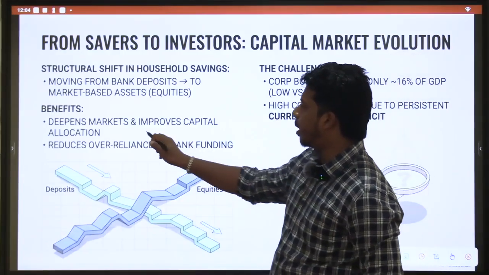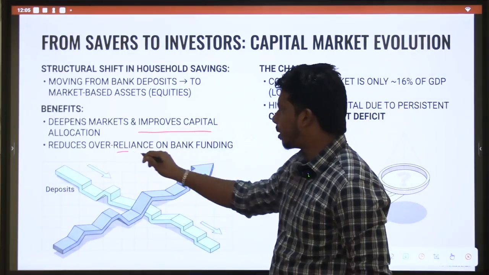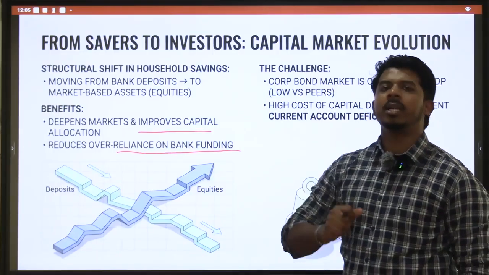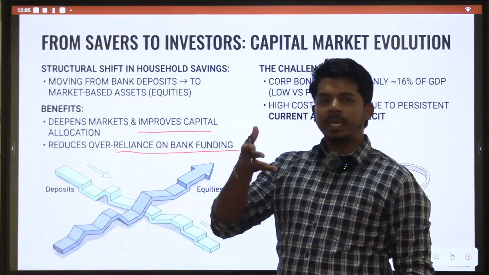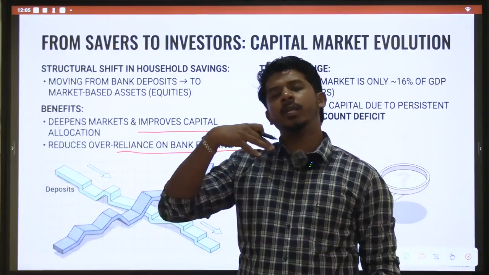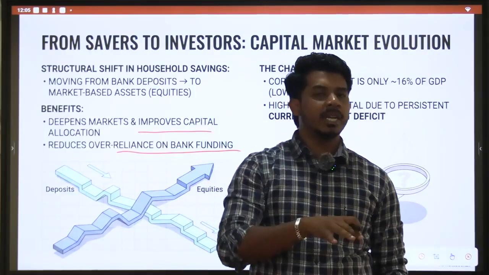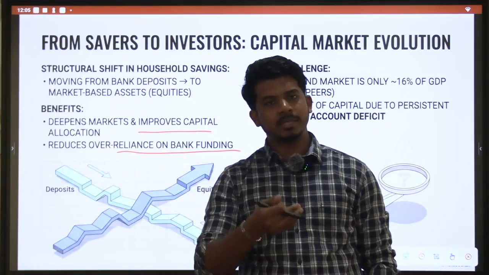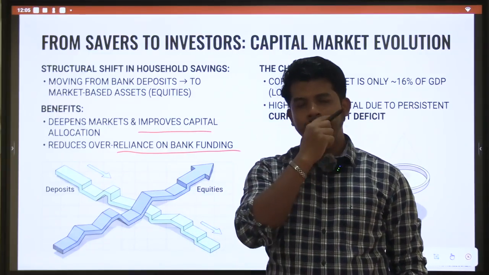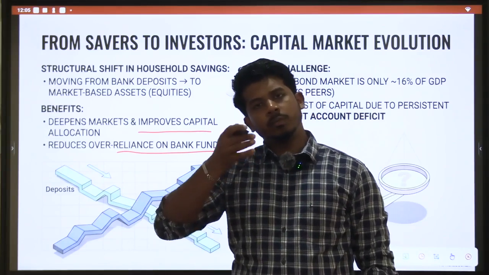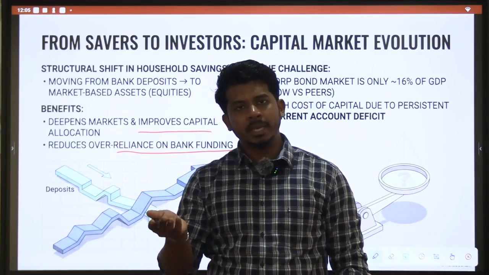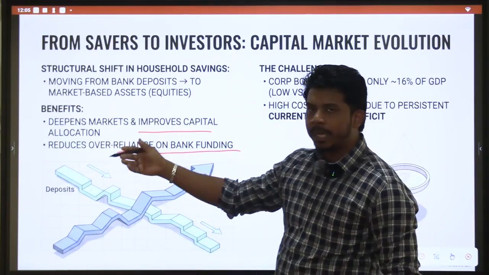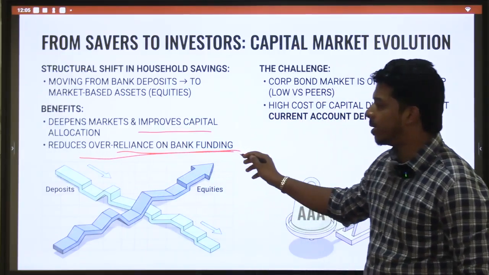This deepening of the capital market will actually reduce our overreliance on banking. Currently, among the financial system, banks are playing too much role. There are many other financial institutions, non-banking financial institutions, stock exchanges, capital markets, etc. We are right now heavily reliant on banking, but with financial deepening, the reliance on banking is reducing.